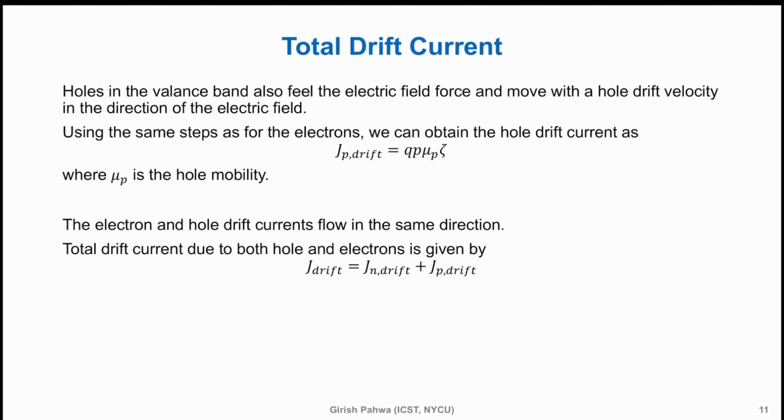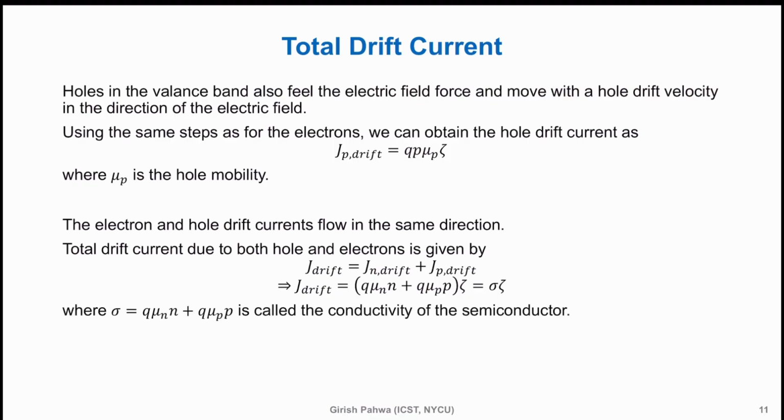Okay, so total drift current will be JN drift plus JP drift, of course, and it's given by this. You put the formula of this here, put the formula of this here, and you take the electric field out, and this thing becomes your total conductivity. So conductivity contribution from the electron is this, from the hole is this. This is the conductivity of the semiconductor. So mobility and the electron and hole density, they together determine the conductivity.